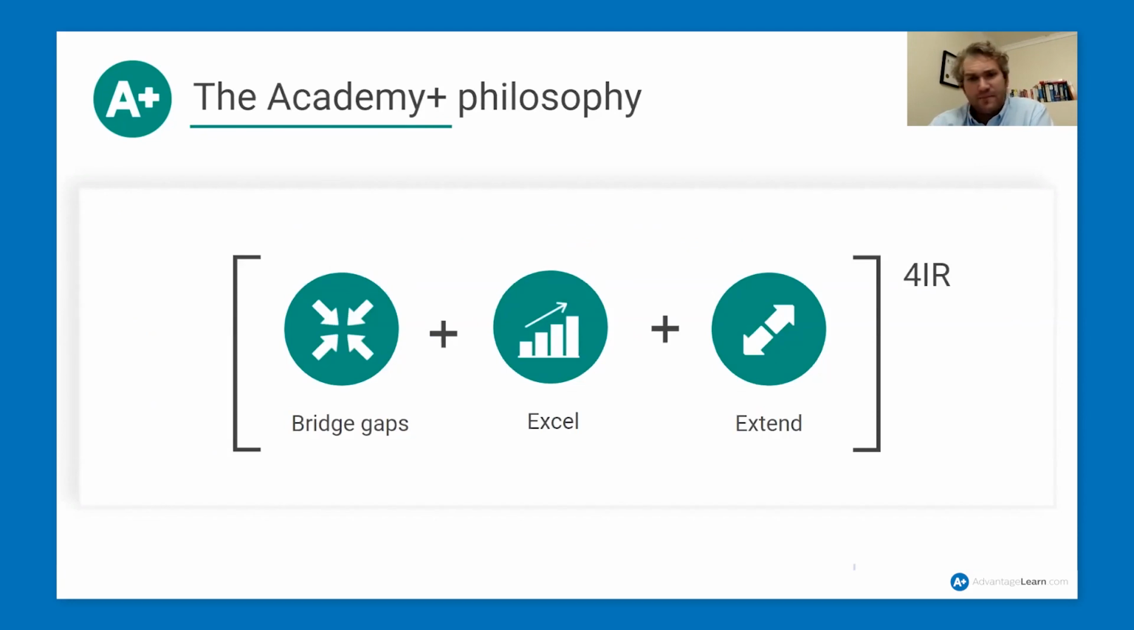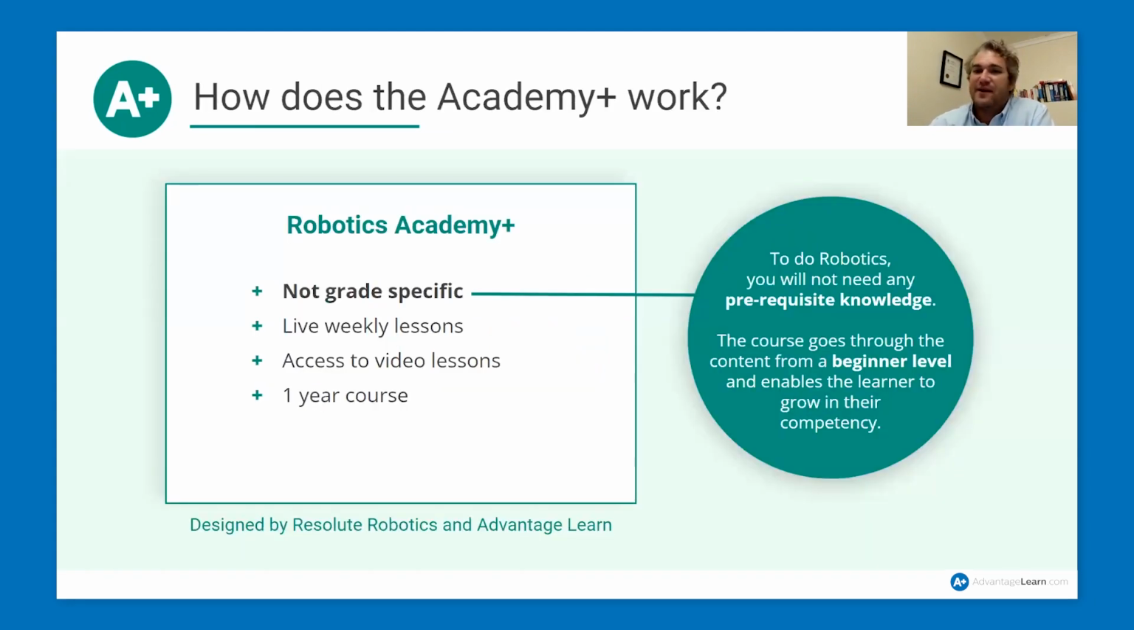In terms of our Academy Plus, and I'm rounding up now, our Academy Plus refers to our Robotics Academy. And this is all about bridging gaps, excelling and extending in 4IR related fields, the 4th Industrial Revolution. Okay, and so our Robotics Academy is for high school learners.